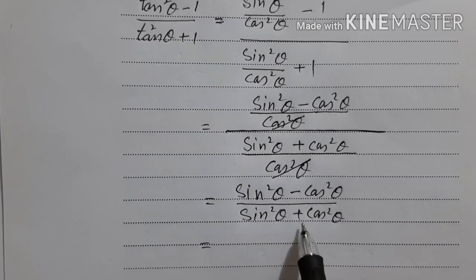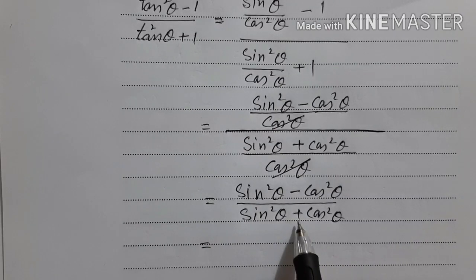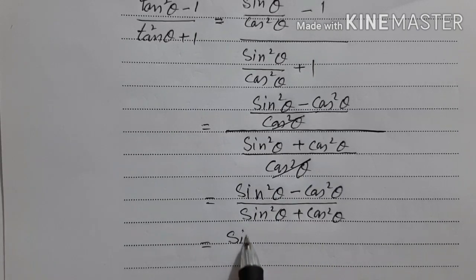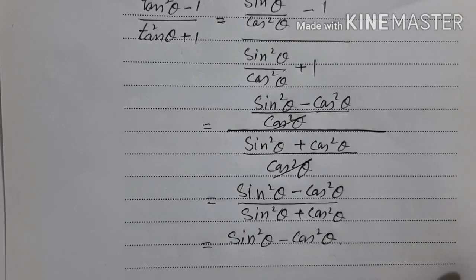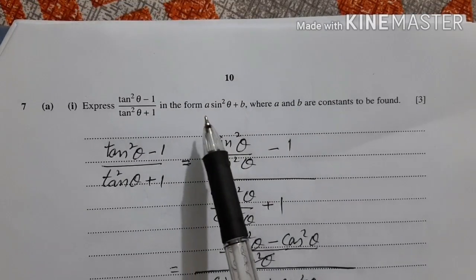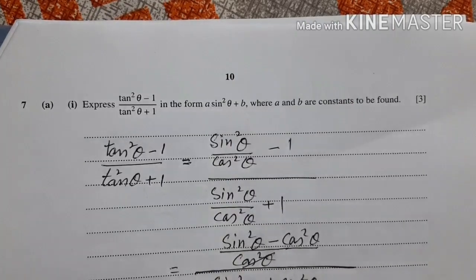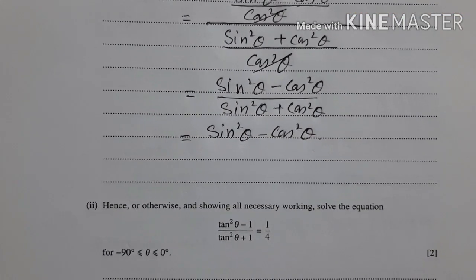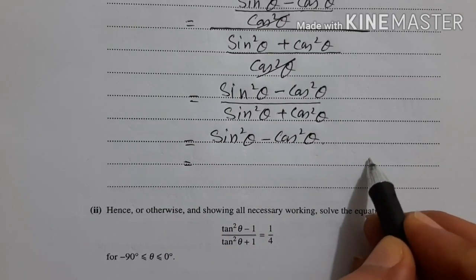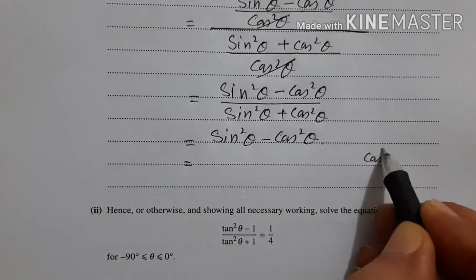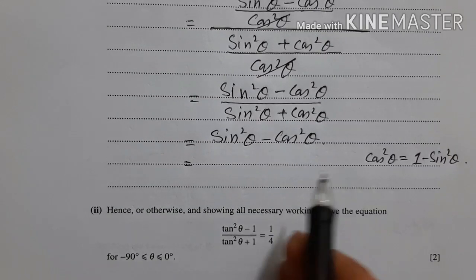And we know this sine square theta plus cos square theta is 1. This is the famous trigonometric identity. So that's why this will be over 1, and we're left with sine square theta minus cos square theta. So you can see in the answer we need sine square theta only. We cannot see any cos square theta. So we need to change this cos square theta into sine square theta. And I hope everyone knows that cos square theta is equal to 1 minus sine square theta. This is also a very famous identity.